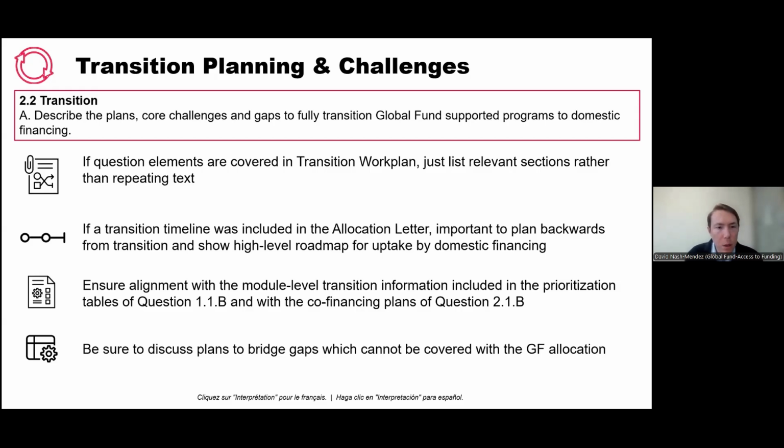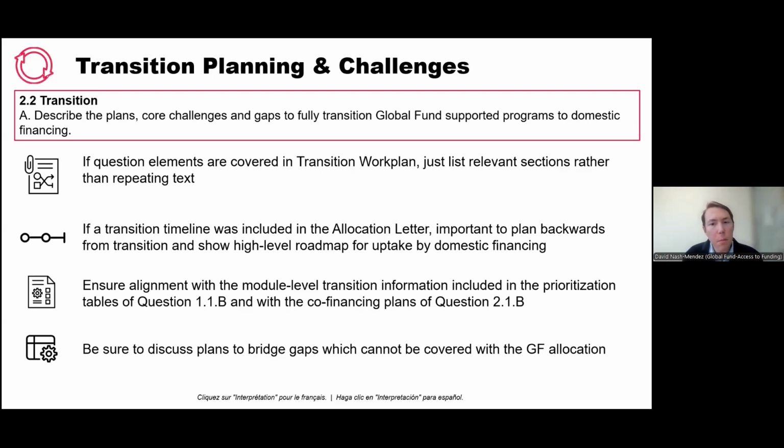Now, this question might sound a bit similar to what was included in question 1.1b on those prioritization tables, but the prioritization tables are asking for transition information at the level of the module, and the modules that are included in the request for financing to the Global Fund.